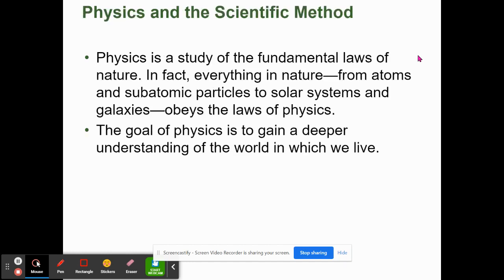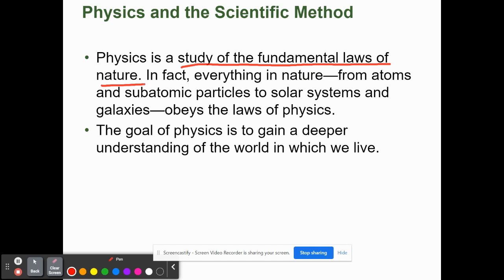Okay. So with that in mind, definition of physics. Pretty much, that's pretty important for us to know. It's a study of the fundamental laws of nature. That is a pretty broad definition. So that means anything from atoms, subatomic particles, all the way up to a galaxy. That comes into the purview of physics.